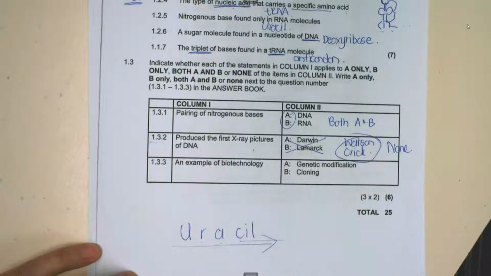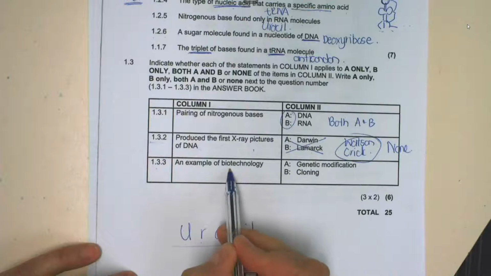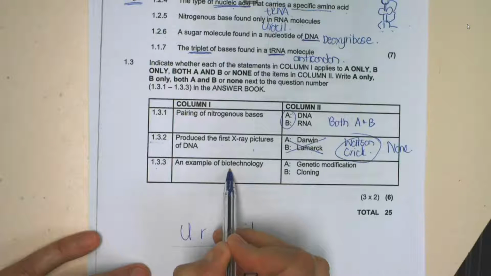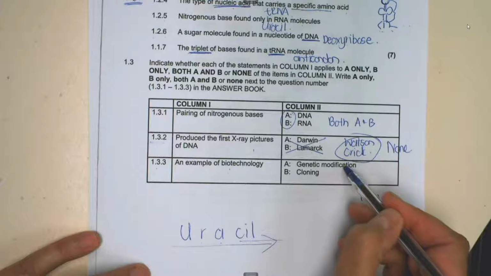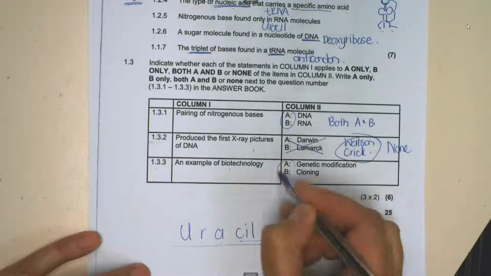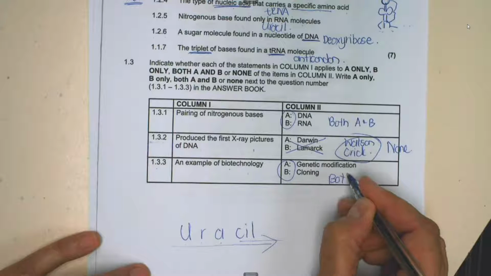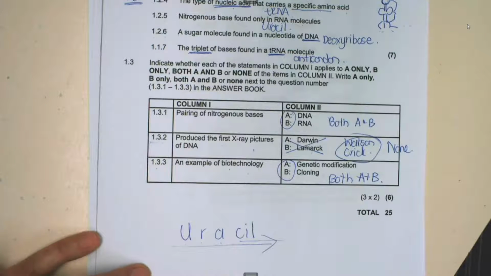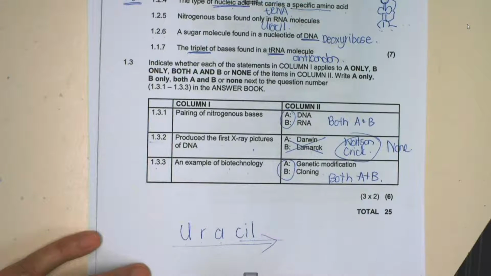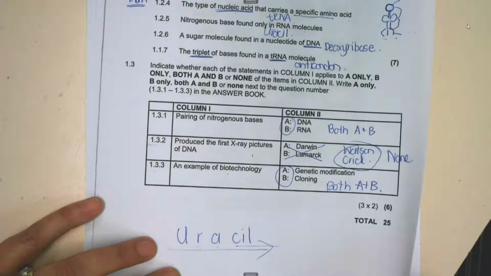All right, then 1.3.3, biotechnology, processes where we use biology in technology, and that is genetic modification and cloning. So it's both A and B. So this is the approach for the shorter questions. Total in this instance is 25. Hopefully you are doing well.